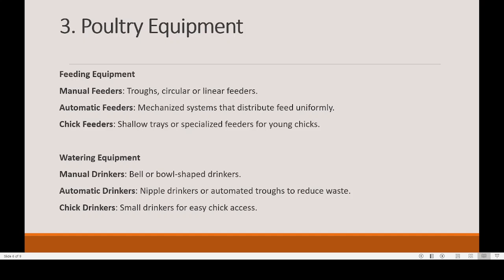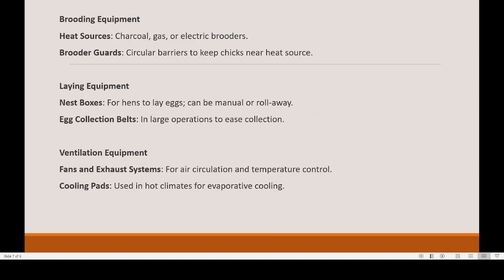See here also you can find. These are all watering equipment. This is another type. So there are different models of watering equipment. See here also you can see that. The purpose of this is to give them food and give them water. Another type is the manual type, and automatic drinkers are also there. Then brooding equipment. Brooding equipment is another category.